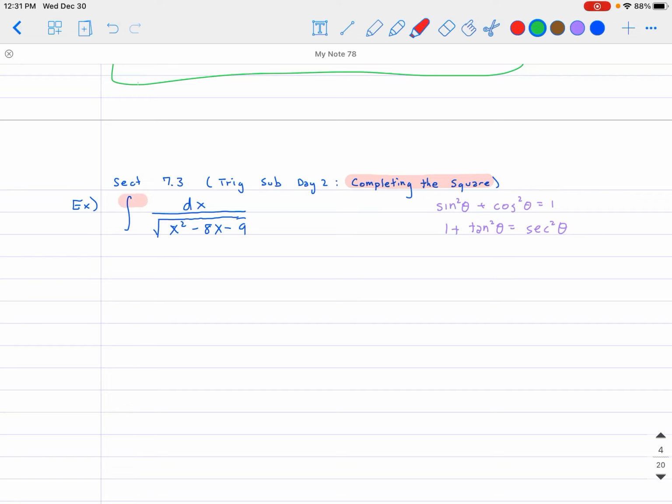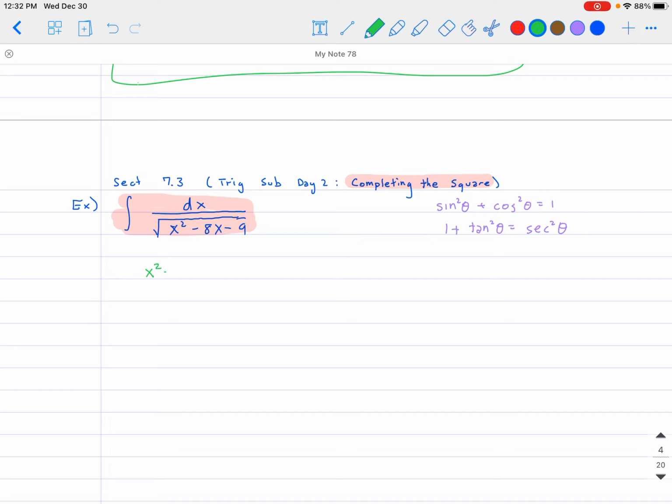In this case, we have the integral of 1 over the square root of x squared minus 8x minus 9, dx. Unfortunately, as we said, that doesn't look like a sum of squares or difference of squares. But if you look carefully, we can complete the square, and that's the reason for the name of this section. So here's what I'm saying.